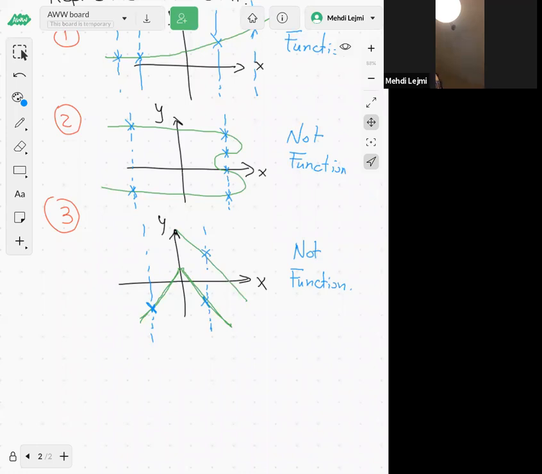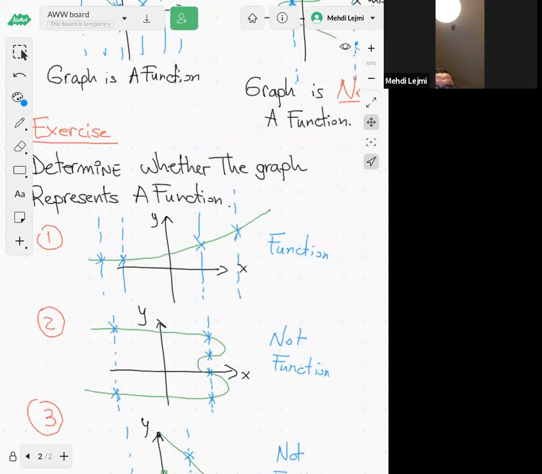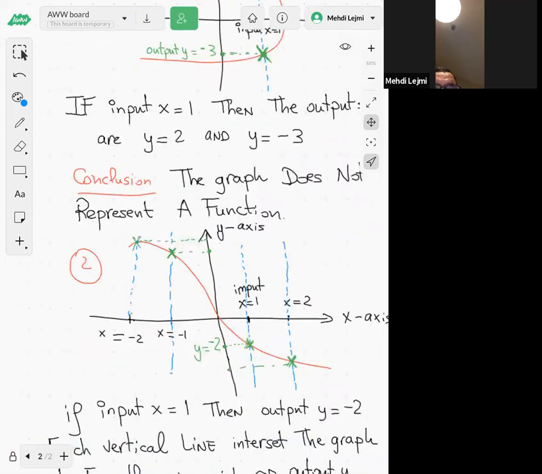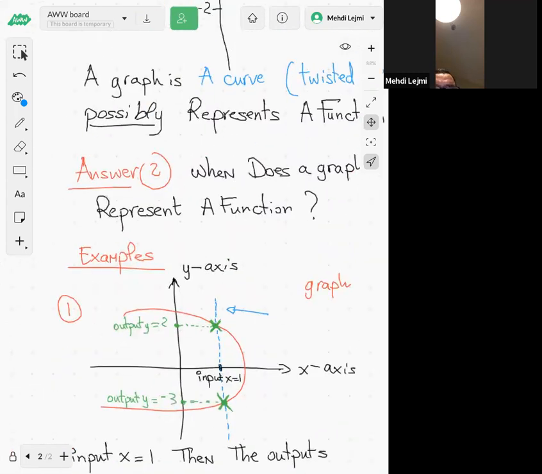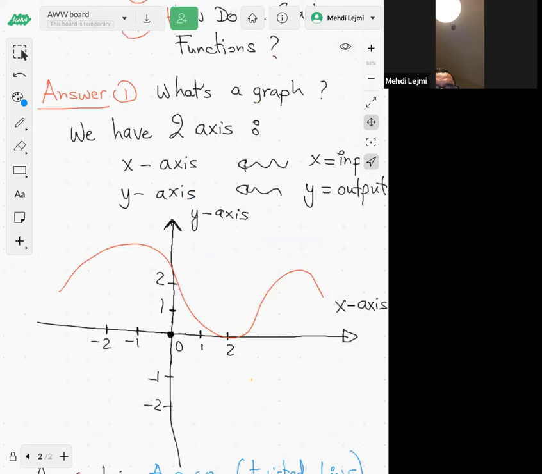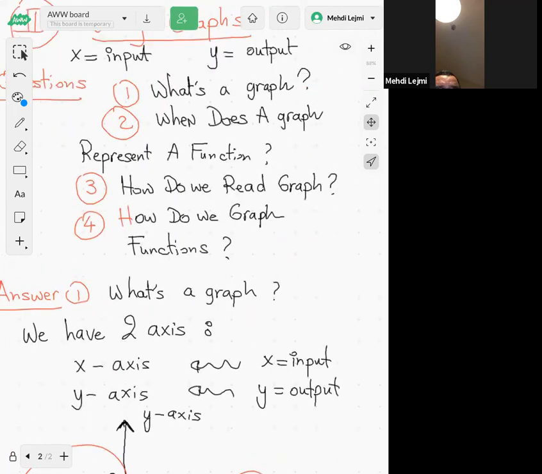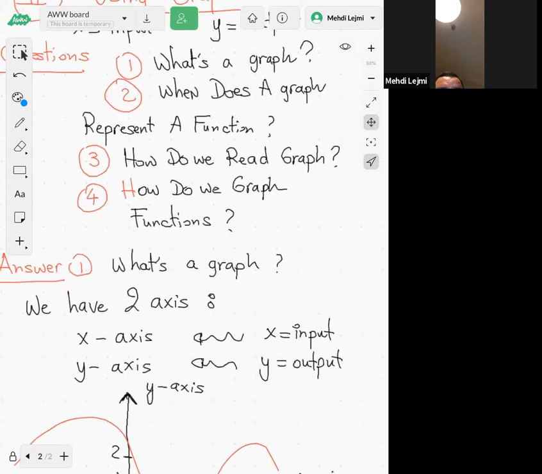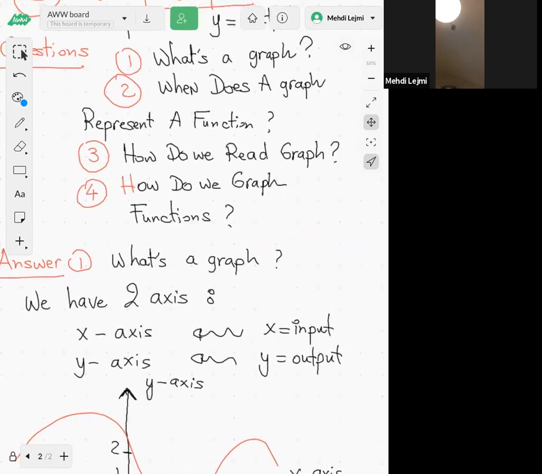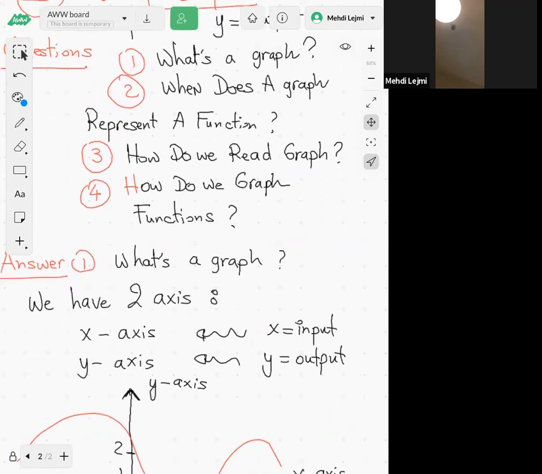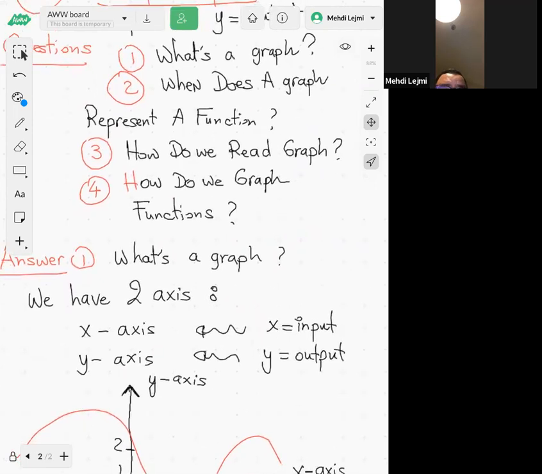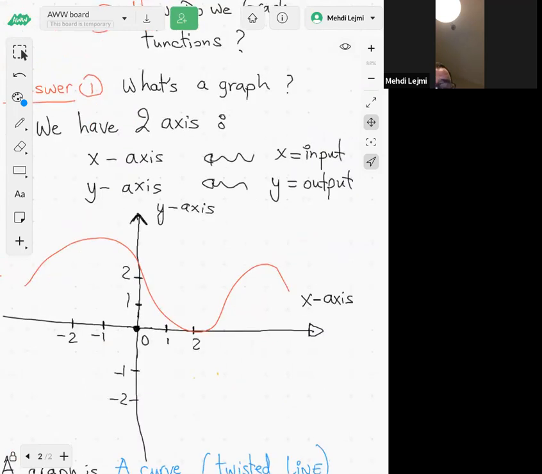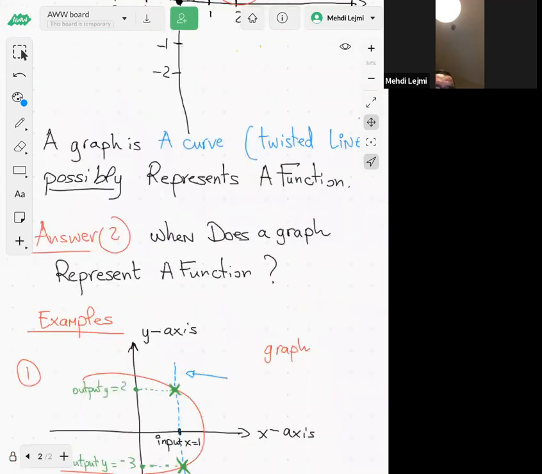So the next question we're gonna try to answer. Remember, guys, we had a couple of questions we're gonna try to answer. So what's a graph? We just answered, we said the graph is just a curve, some twisted line. When does a graph represent a function? Well, we can use this vertical line test. Now, next, how do we read graphs? Okay, so this is really important, right? So how do we read graphs?